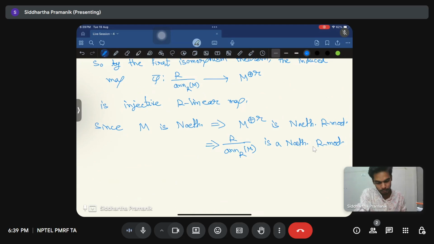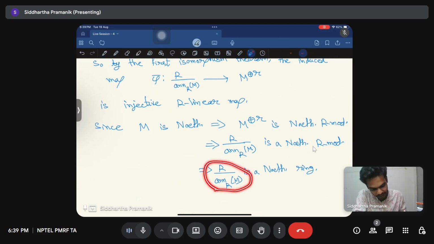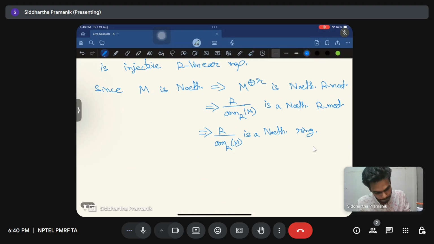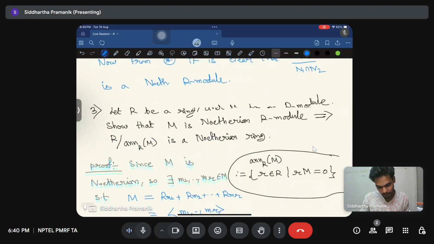But that is clear because of the ideal correspondence. So R mod annihilator M over R is a Noetherian ring, because we need to prove that every ideal of this is finitely generated, and every ideal of this is in one-to-one correspondence with the submodules of this as an R module. So that is basically trivial. So R mod annihilator M is a Noetherian ring.